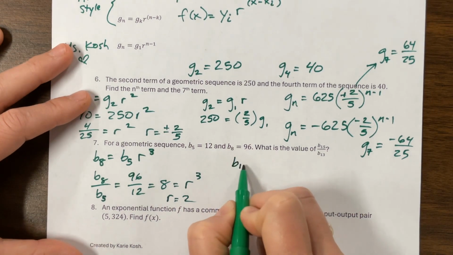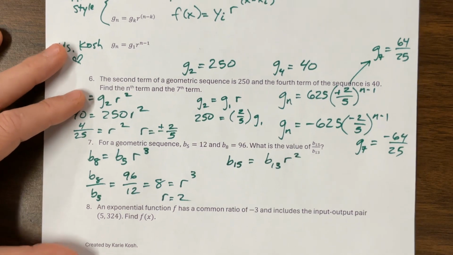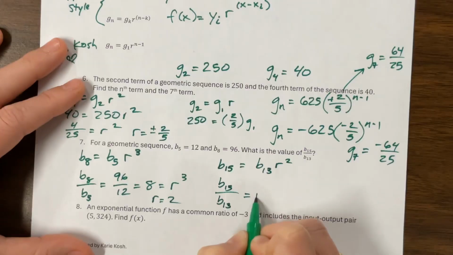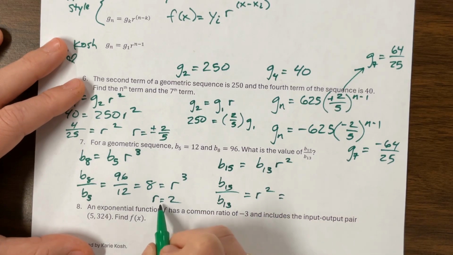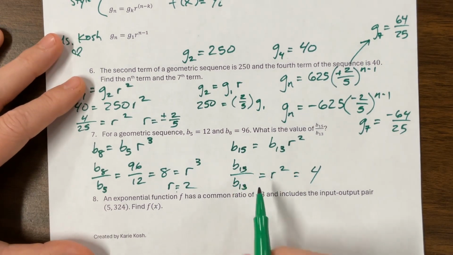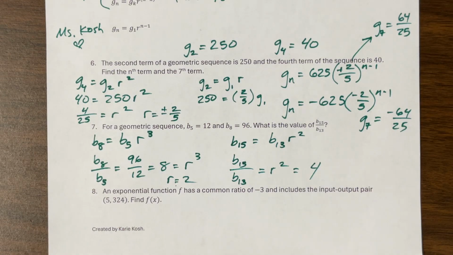And then b sub 15 would be equal to b sub 13 times r squared. So b sub 15 divided by b sub 13 is equal to r squared. We just said r was 2, so r squared is 4. So this ratio of the 15th term divided by the 13th term, we don't even have to find out what those terms are to know that that ratio will be equal to 4.